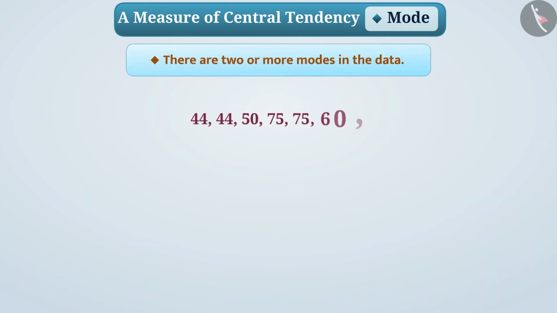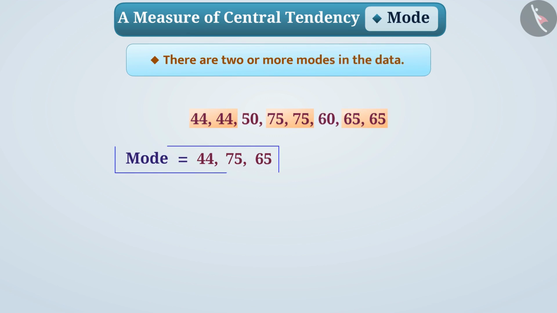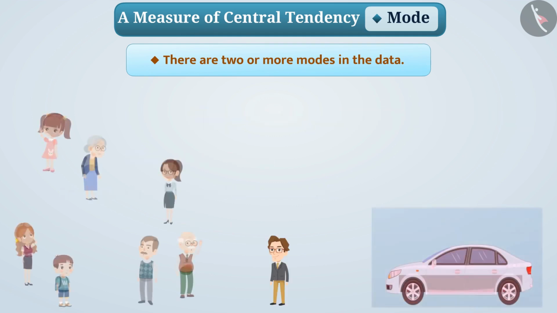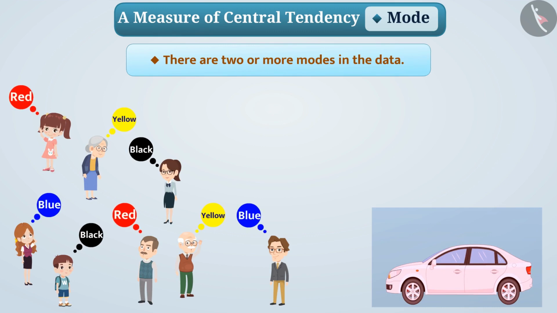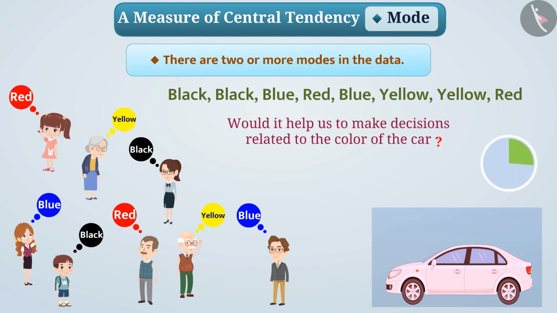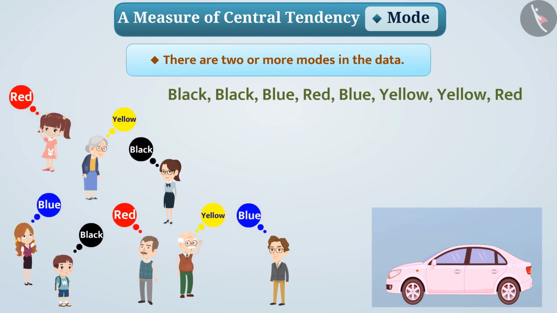There are some collections of data in which all observations are repeated the same way, or there are 2 or more modes in the data. In such a situation, the mode is not a useful measurement. For example, if the colors of the car were selected by the members of the house in the following way, would it help us to make decisions related to the color of the car? Think. Here each color is repeated twice, so choosing one color will not be easy.